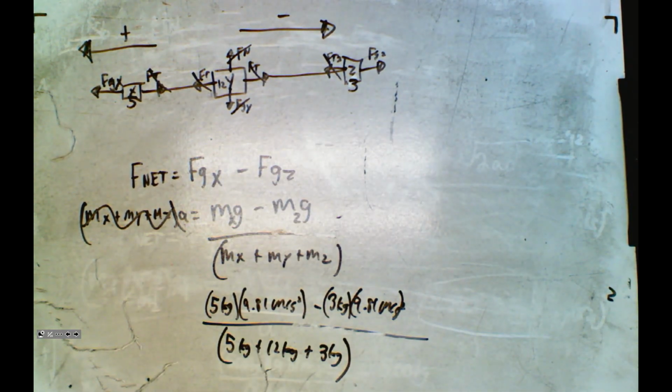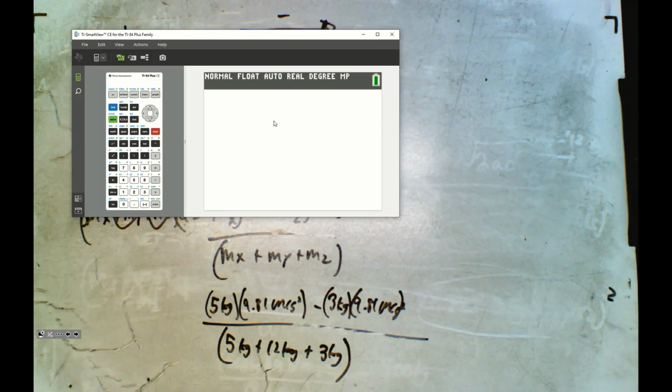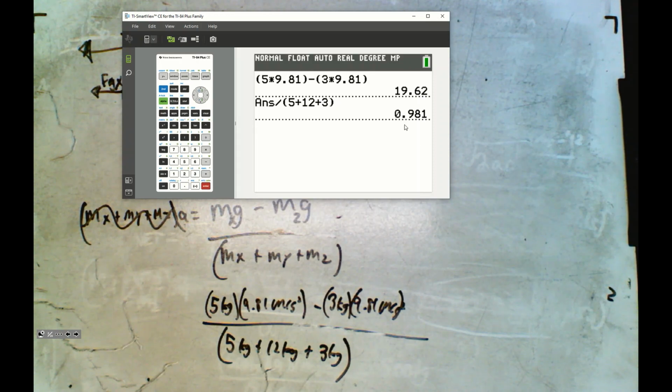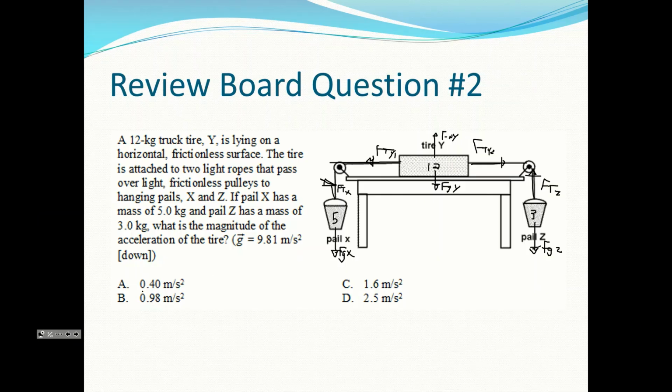So if I plug this all into my calculator, then I end up with 5 times 9.81 minus 3 times 9.81. That's my top, divided by my bottom, which is 5 plus 12 plus 3. And I end up getting 0.98 as my answer, which makes B my answer.